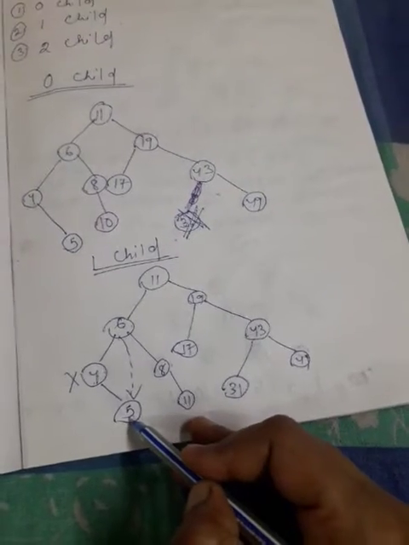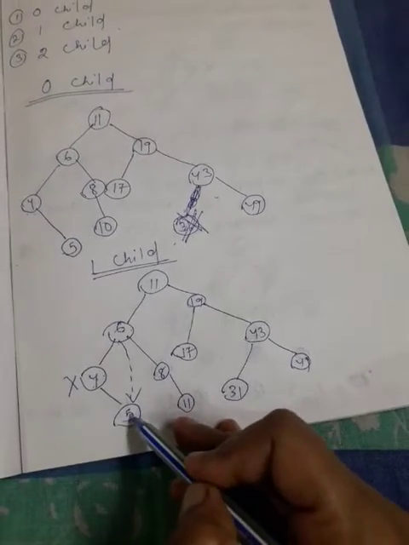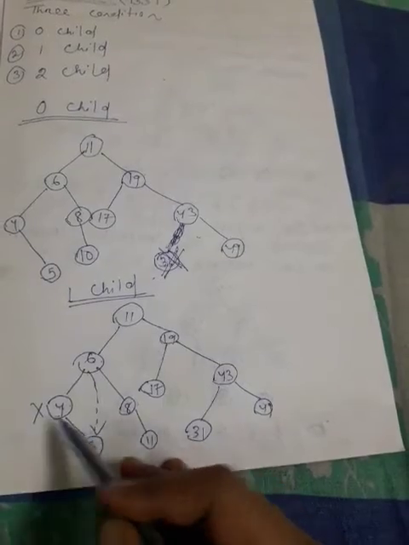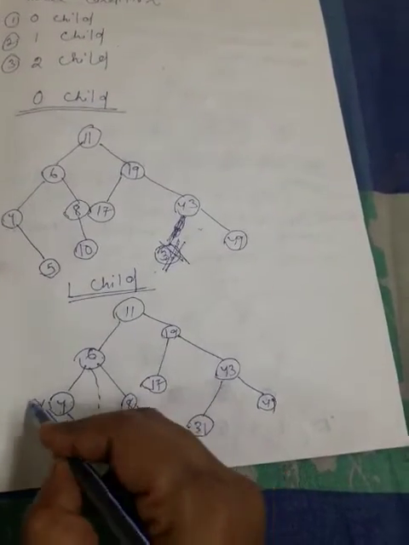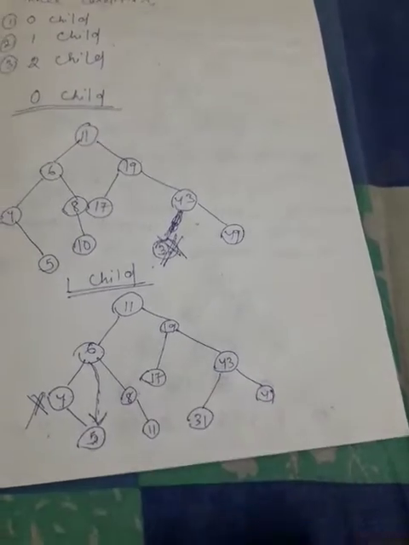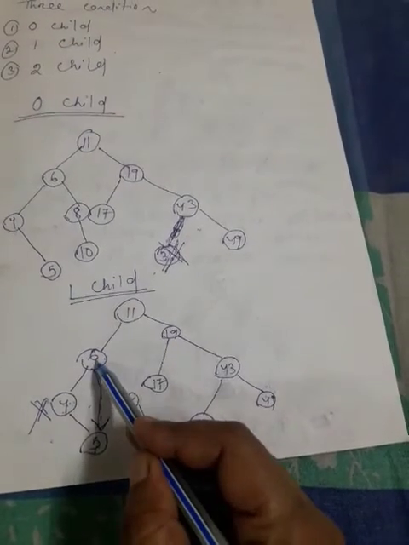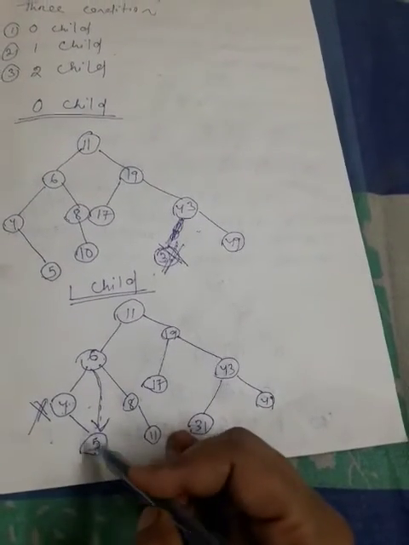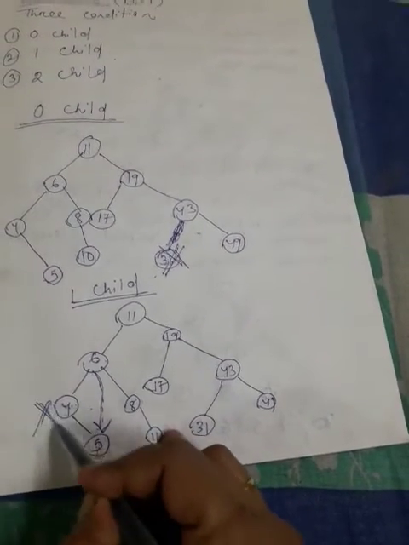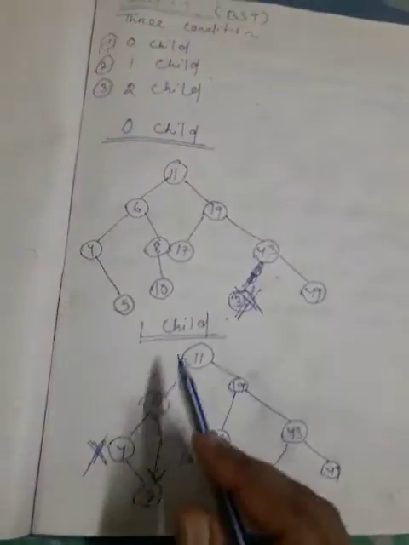So we take this example. Suppose a node is 4, and under 4 only one child is present, and I want to delete this 4. I simply delete 4, and after that 6 is pointing to 5, or 5 is the left child of 6. Otherwise, we replace 4 with 5. Simply we delete 4, then we put 5 in place of 4. So this is the second condition.